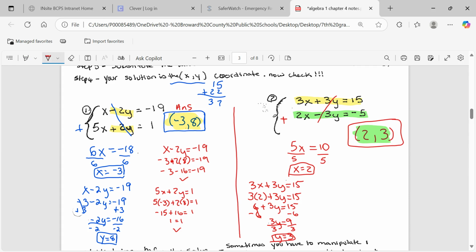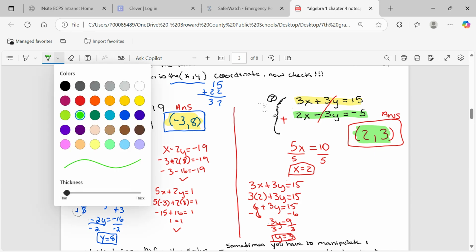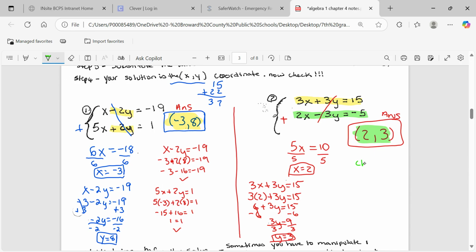Let me write that there. Answer. So now I'm going to check. I've been checking in green. So I'm going to check both of those equations. My x is 2 and my y is 3. So 3 times 2 plus 3 times 3, I should write the equation. 3x plus 3y should equal 15. 6 plus 9 should equal 15. And that is true. Now I'm going to check the second one.